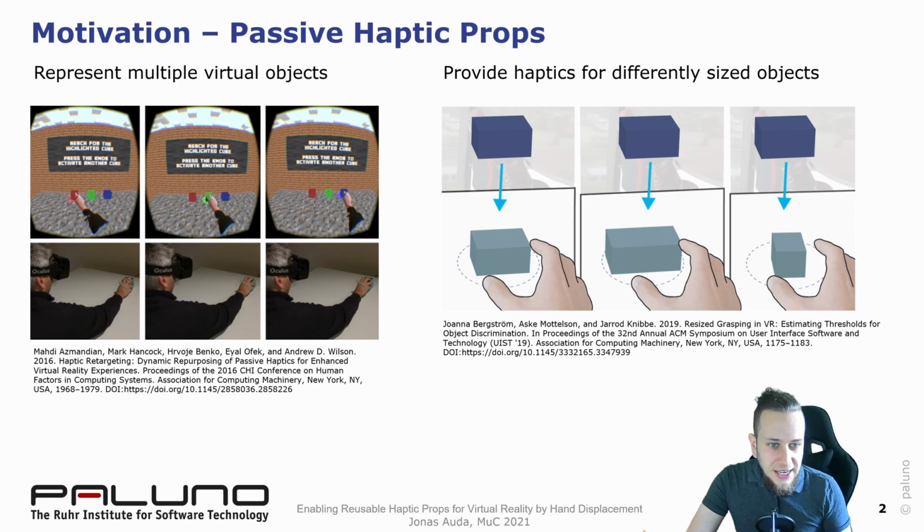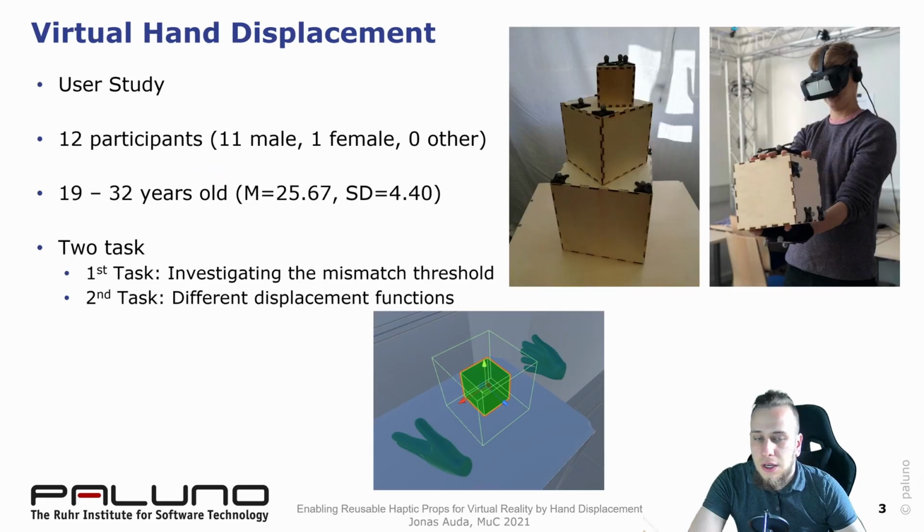On the right-hand side, we can see that a user is interacting with differently sized virtual objects in the lower part of the picture that are resembled by one fixed-sized haptic prop in reality. So we can use haptic props for differently sized objects in virtual reality, and this is pretty close to our approach. In our approach, we built wooden boxes that can be optically tracked.